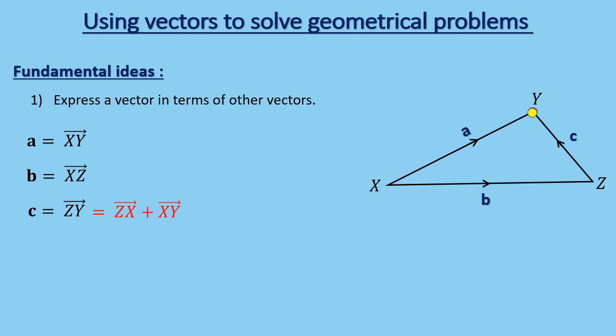Now I will go back and express it in terms of vectors a and b. Vector zx is in the opposite direction of vector b, which is xz, so this vector is equal to negative b. And vector xy is vector a. As a result, vector c is equal to vector a minus vector b.